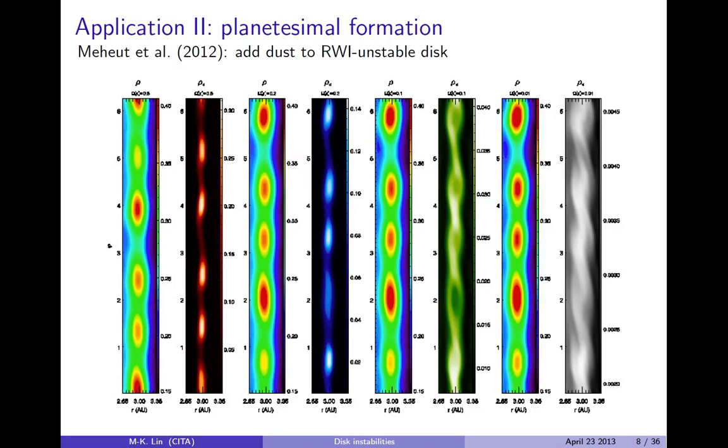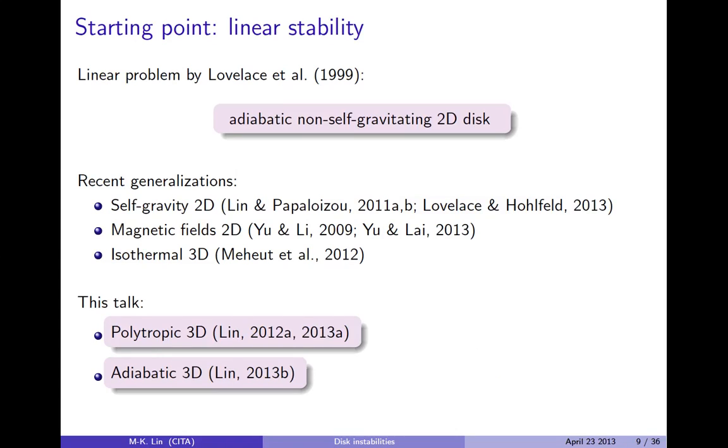Now, these are nonlinear simulations. But this instability is a linear instability. That means the starting point of all of this is an understanding of the linear stability of radially structured disks. The name Rossby wave instability was coined by Richard Lovelace in 1999, where he looked at a two-dimensional disk, non-self-gravitating, but including an energy equation. And the disk also has some kind of radial structure.